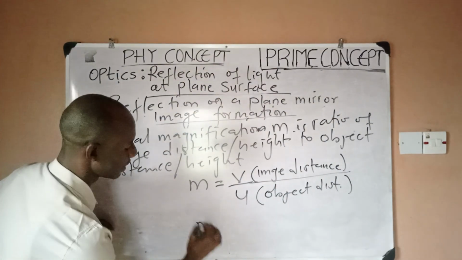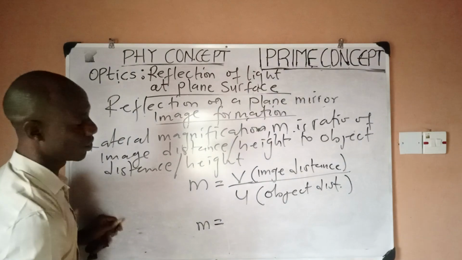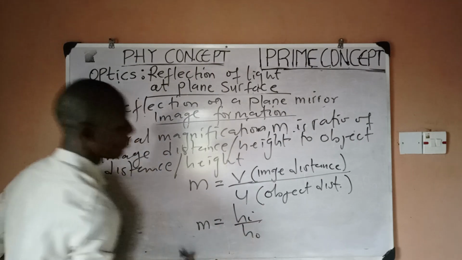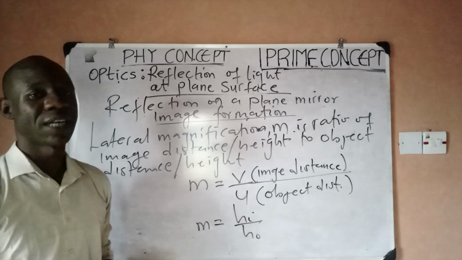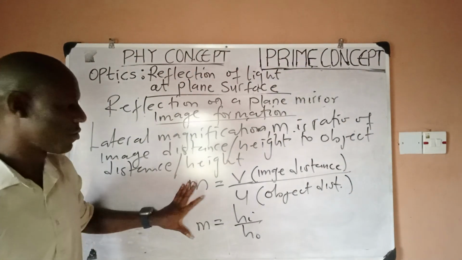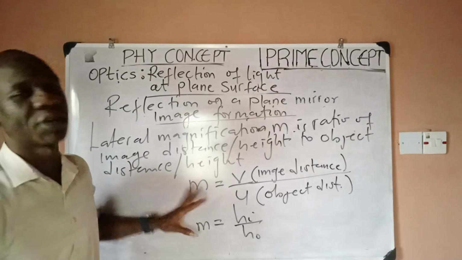Also, you can say that magnification for a plane mirror is what now? Height of image over height of object. So any of these two formulas would go. Height of image over height of what? Object. So this is the formula for the magnification of a plane mirror.